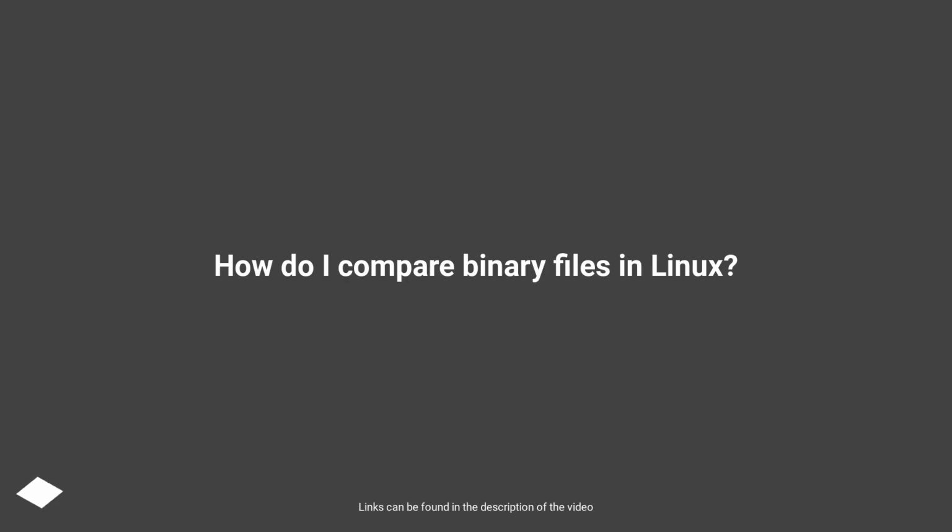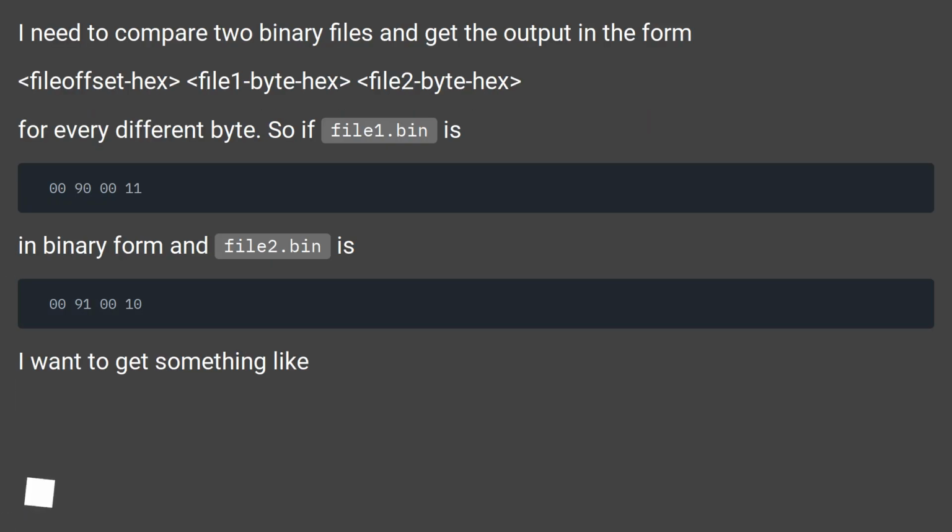How do I compare binary files in Linux? I need to compare two binary files and get the output in the form file offset hex, file 1 byte hex, file 2 byte hex, for every different byte.